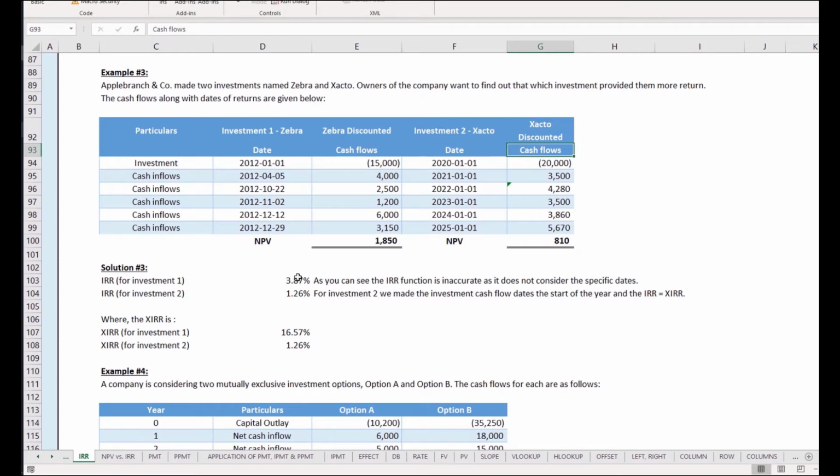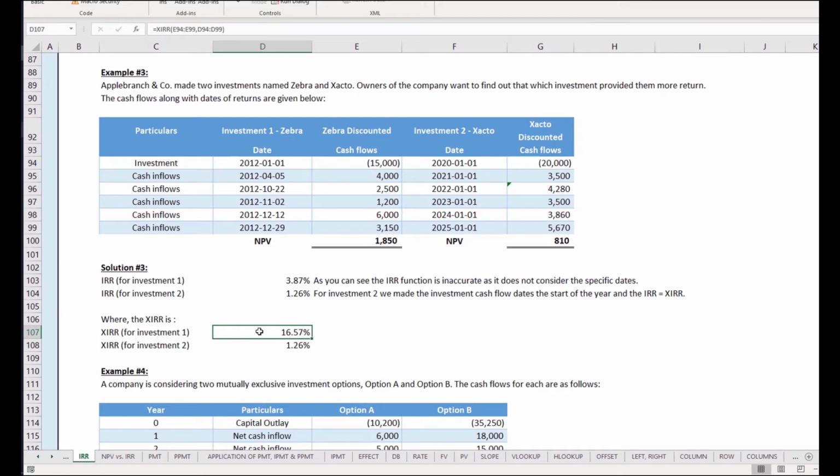In the third example, Apple Branch & Co. made two investments named Zebra and Exacto. The owners of the company want to find out which investment provided them more return. The cash flows along with dates of return are given in the below table.